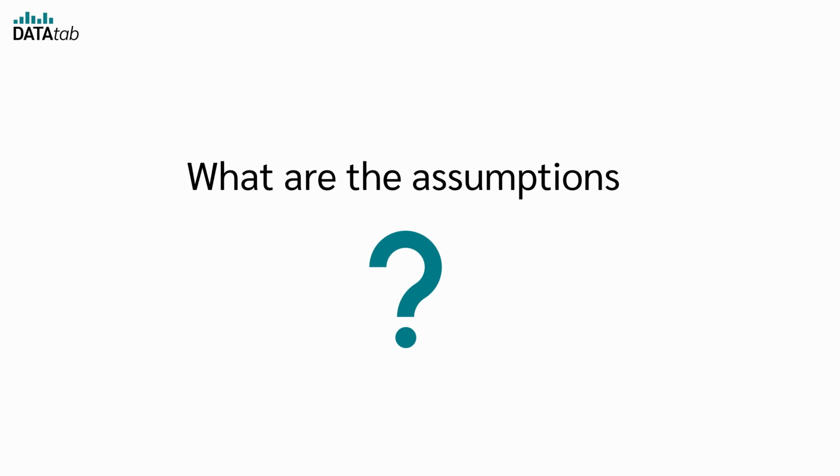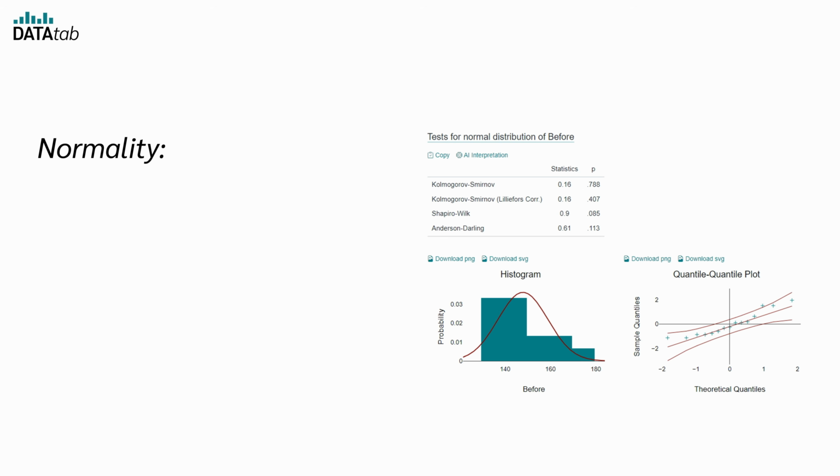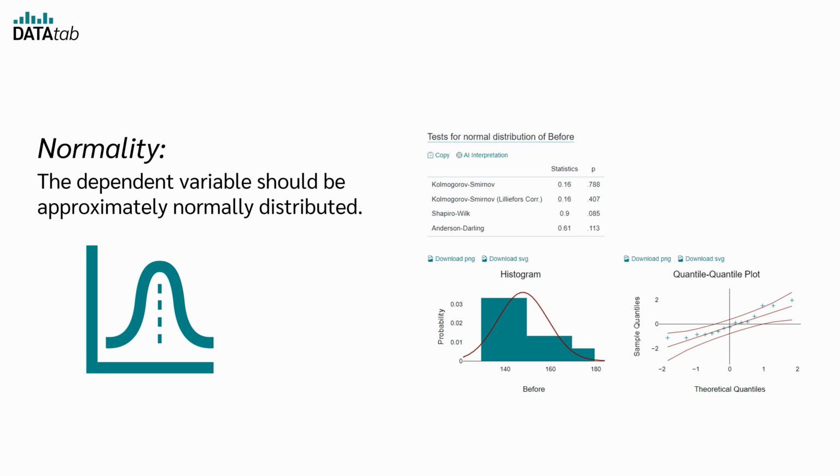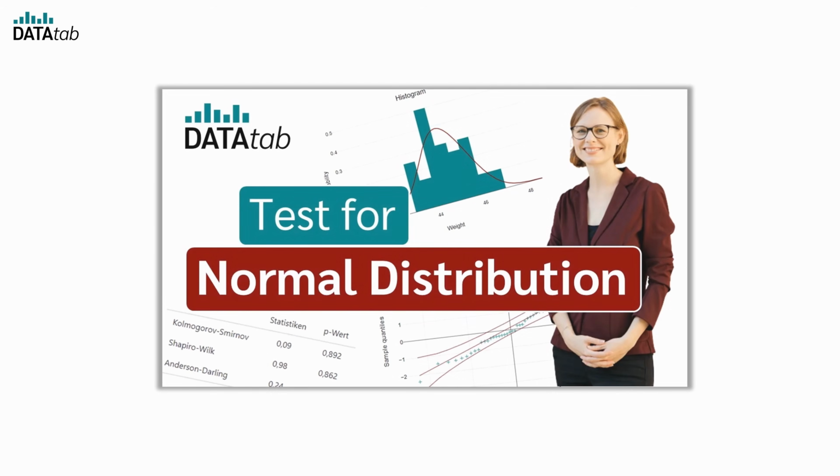To correctly apply repeated measures ANOVA, certain assumptions about the data must be fulfilled. Number 1. Normality. The dependent variable should be approximately normally distributed. This can be tested using the QQ plot or the Kolmogorov-Smirnov test. For more information, please watch my video Test for Normal Distribution. You can find the link in the video description.